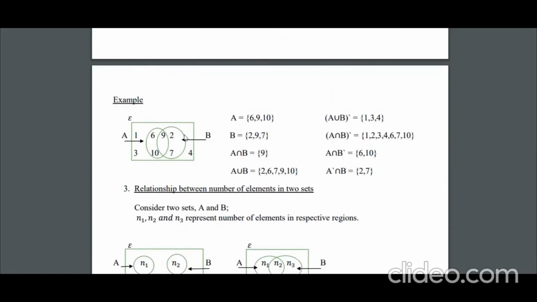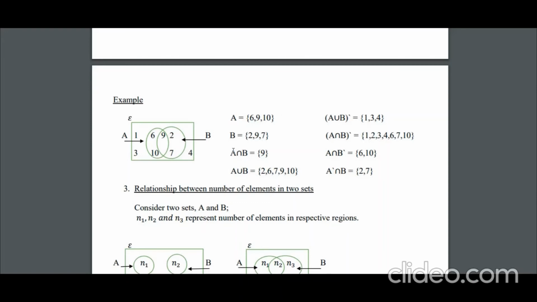So what is the universal set here? 1, 3, 6, 10, 9, 2, 7, 4. All together is the universal set. So what is A? What are the elements of A? 6, 9 and 10. B: 2, 9 and 7.